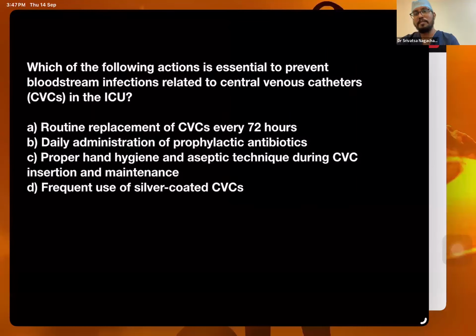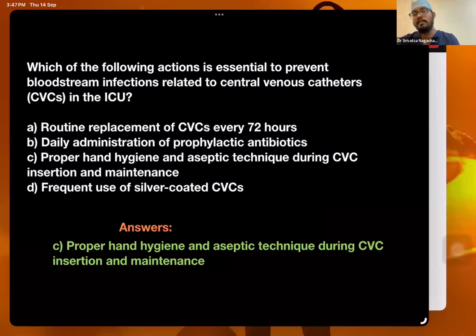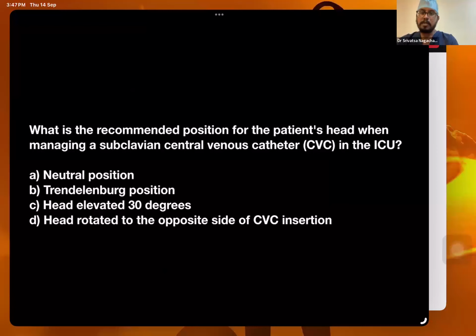I hope everyone answers this correctly. Okay, so the answer is C, proper hand hygiene and aseptic technique during central venous catheter insertion as well as during maintenance. Coming to the next question, what is the recommended position of the patient's head when managing a subclavian central venous catheter in the ICU? Option A, neutral position. Option B, Trendelenburg position. Option C, head elevated 30 degrees. Option D, head rotated to the opposite side of the central venous catheter insertion.